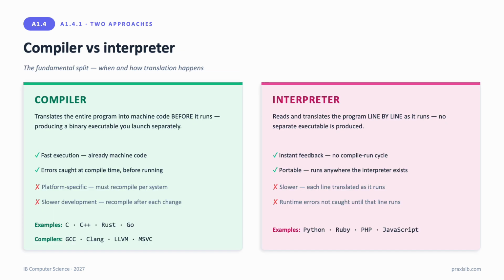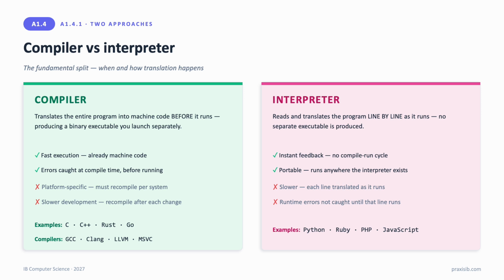Now we reach the heart of the topic. We will look at the 2 ways to translate, side by side. On the left is the compiler. A compiler takes your entire program, and translates all of it into machine code before the program runs. The result is a separate file. We call this file a binary executable. You then launch this file on its own.